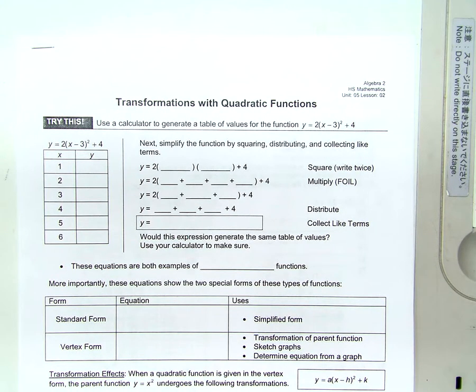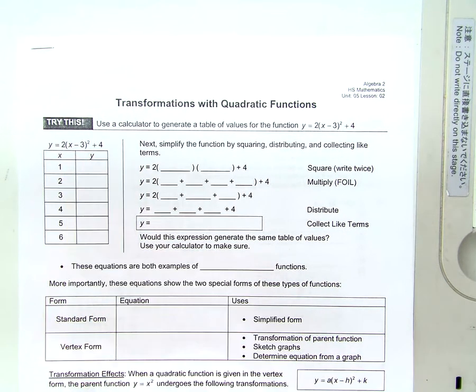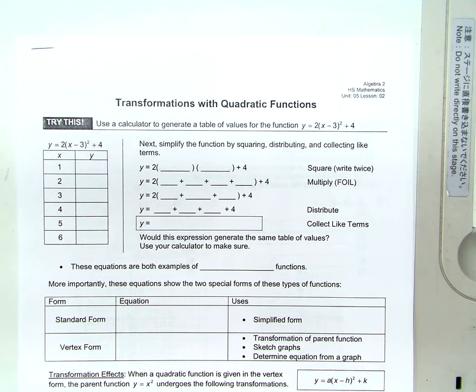We started quadratics today. We talked about the different transformations a quadratic has. I need to show you a couple more things, some vocabulary things, some formula things, and then we actually need to get to some problems. Okay? So first of all, it's asking us to fill in this table. Use a calculator to generate the table of values for this function.